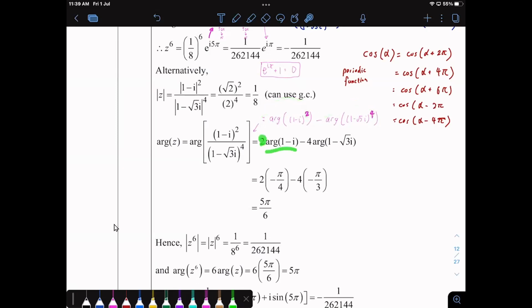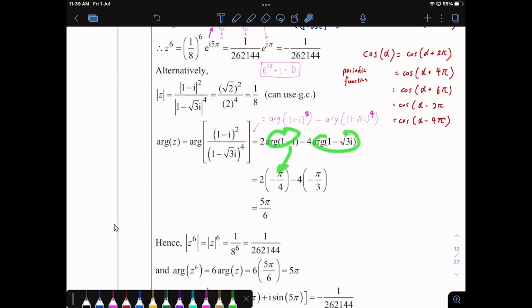So you get 2 times argument of 1 minus i. Take note, this is not differentiation. You don't go and bring down the old power and change it to get a new one. You don't go and bring down a 4 and change it into a 3. Please do not do that. Bring it entirely in front. Don't confuse with differentiation. Then you get 2 times argument, minus 4 times argument. All right, then how to find argument?